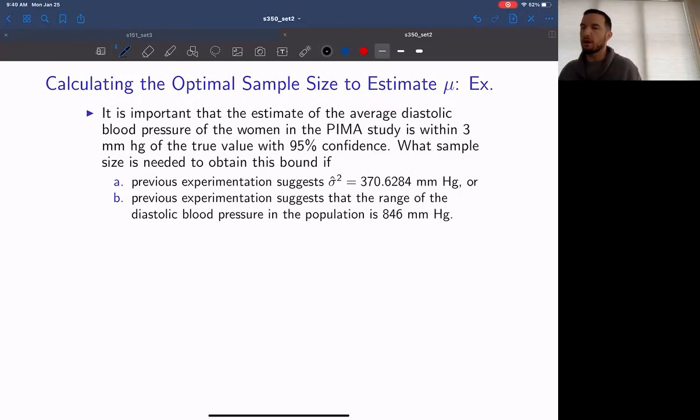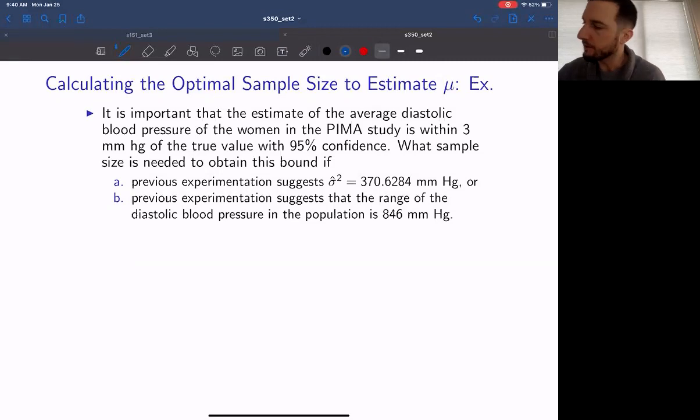So in this particular problem, we want to estimate mu within a certain bound. We need an estimate of sigma squared, so of the population variance, in order to compute the bound. And one of the ways that we can get at this estimate is from previous experiments. So we have 2, let's say, different experiments, and one of them suggests a direct estimate for the variance. Another one suggests that the range of diastolic blood pressure in the population is about 846. So how can we work with that?